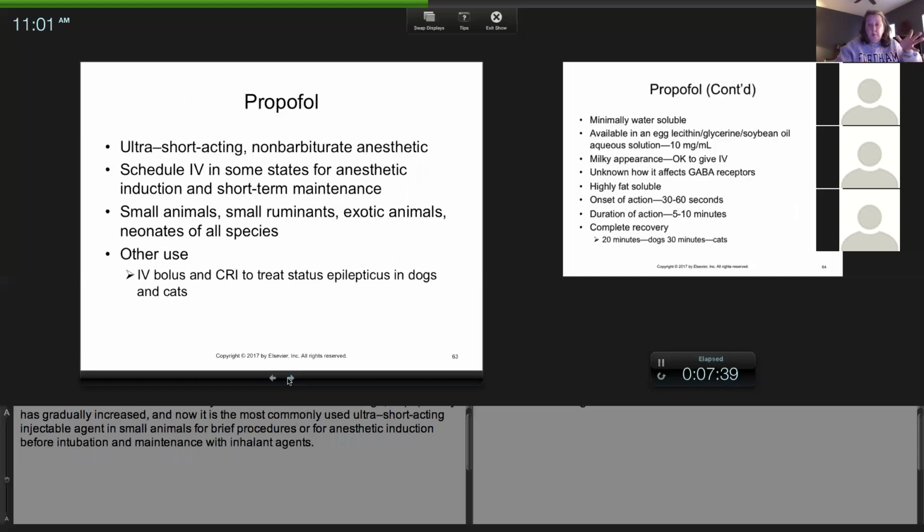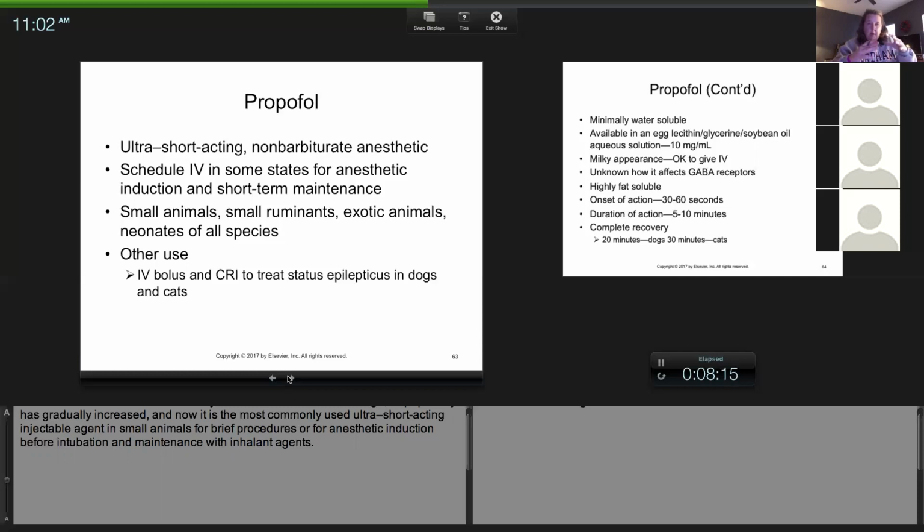But let me start with propofol, which is the generic name. The way we categorize injectables is sometimes we classify them on how long they react. So this is called an ultra short acting, but it's a non-barbiturate anesthetic. Barbiturates were the group of drugs that used to be the gold standard in this category, but they're not commercially available in the US anymore.